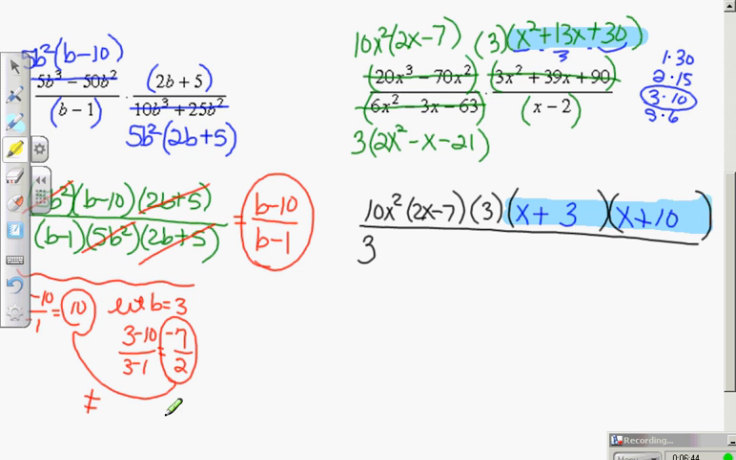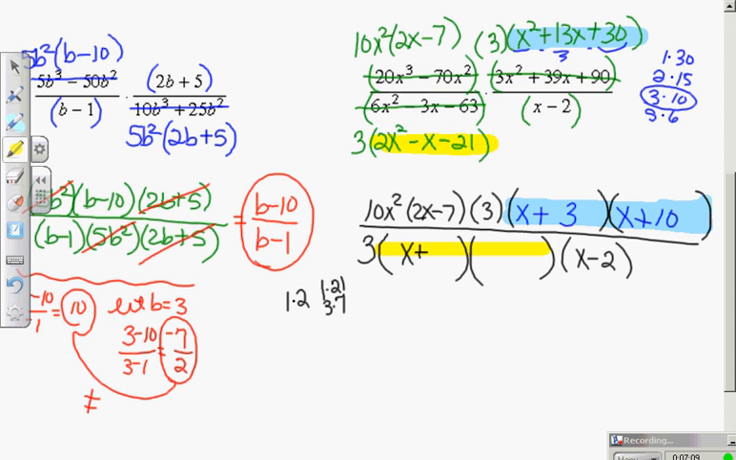I have 3, and now this trinomial right here has to become its factors, and the x minus 2 will just carry down. I'm not simplifying anything yet, I'm just factoring. Now, what are the factors of 2 that are going to combine with the factors of 27, x plus, x minus, so that I get a minus 1 in the middle?